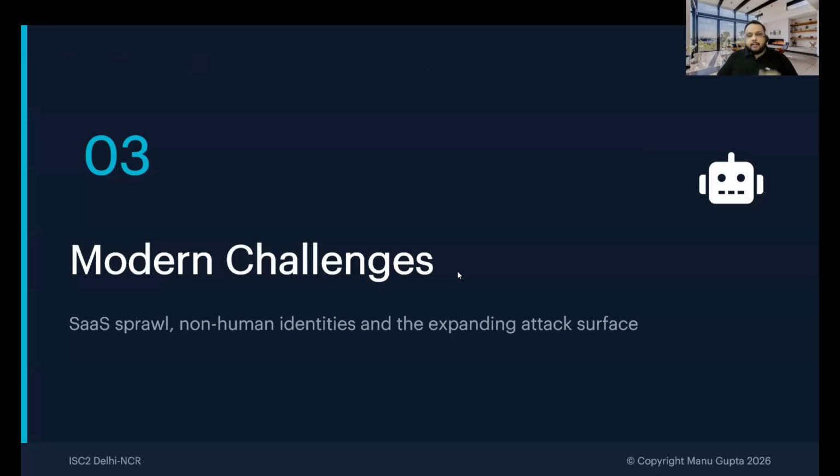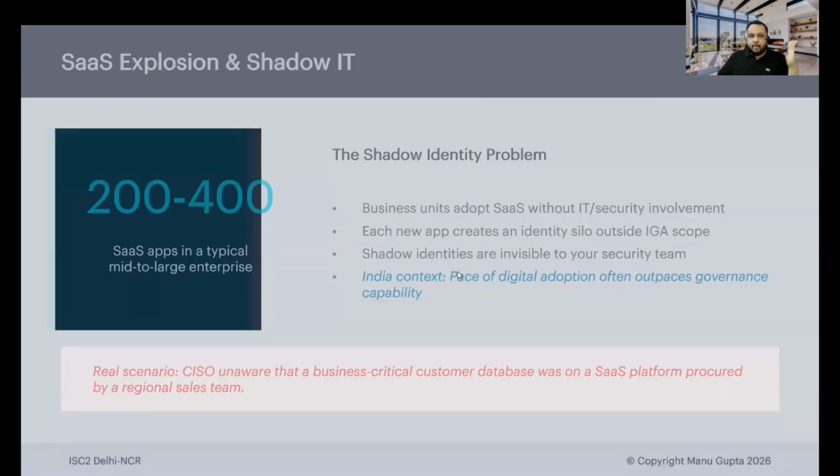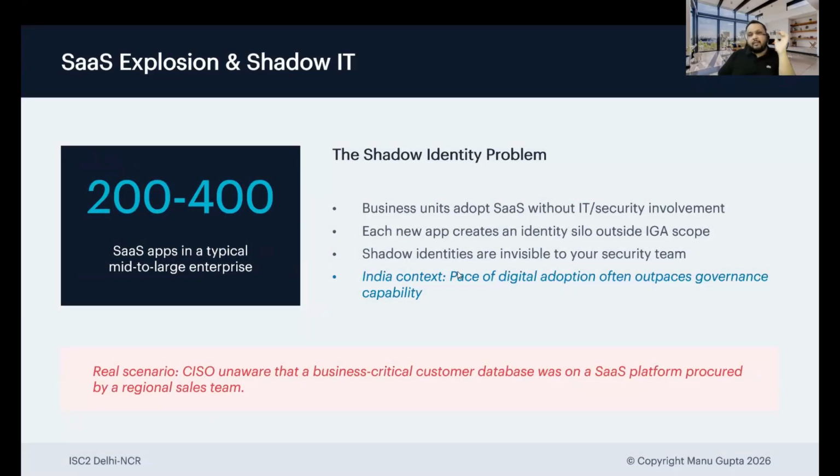And with that, the challenges grow even further, right? So let me walk you through this landscape. The average mid-size enterprise today can have somewhere between 200 to 400 SaaS apps, and most of these are adopted by business units without IT or security involvement. Marketing can sign up for a new analytics tool. Sales can adopt a new forecasting platform. HR starts using a new survey tool, and each of these creates different identity silos. Accounts that are outside the purview of your main IGA program. These are nothing but shadow identities, and they are invisible to the security team.